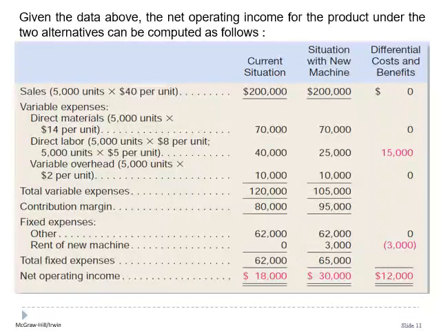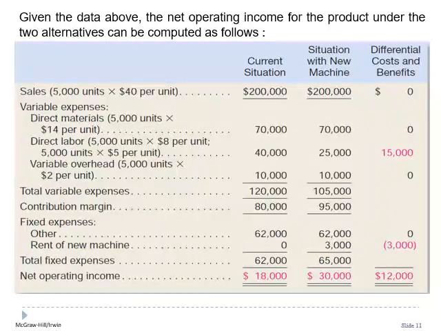We can notice that the direct materials cost per unit, the direct variable overhead cost per unit, and the number of units produced and sold don't differ between the alternatives. Consequently, the total direct materials cost and the total variable overhead cost are the same for the two alternatives and can be ignored. The other fixed expenses don't differ between the alternatives, so they can be ignored as well.